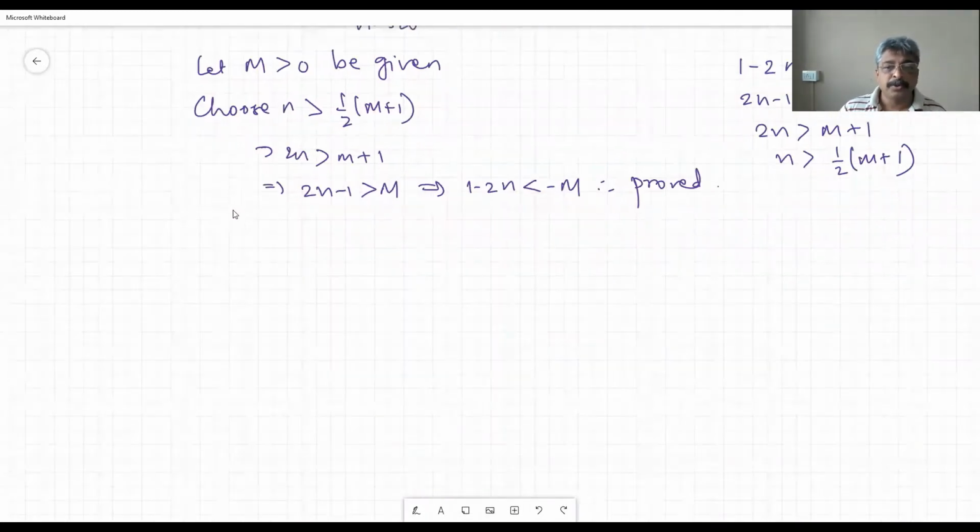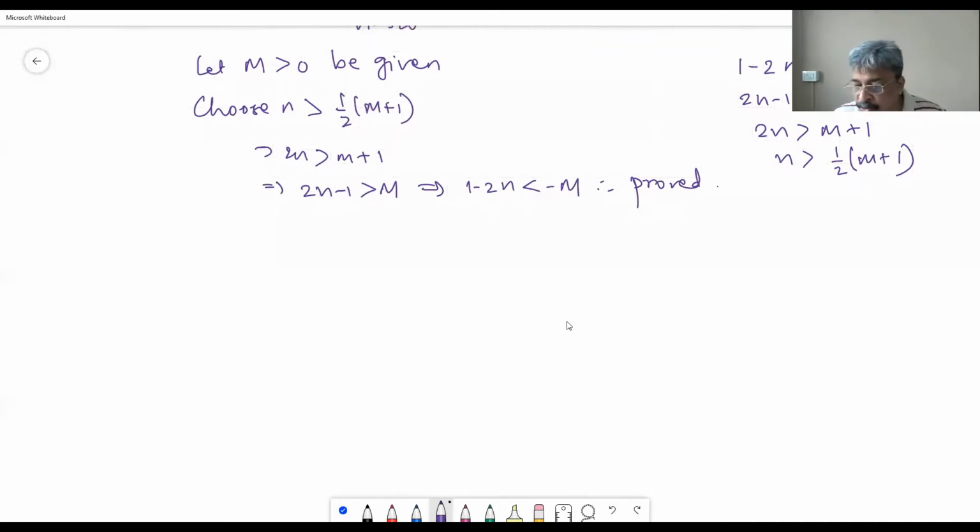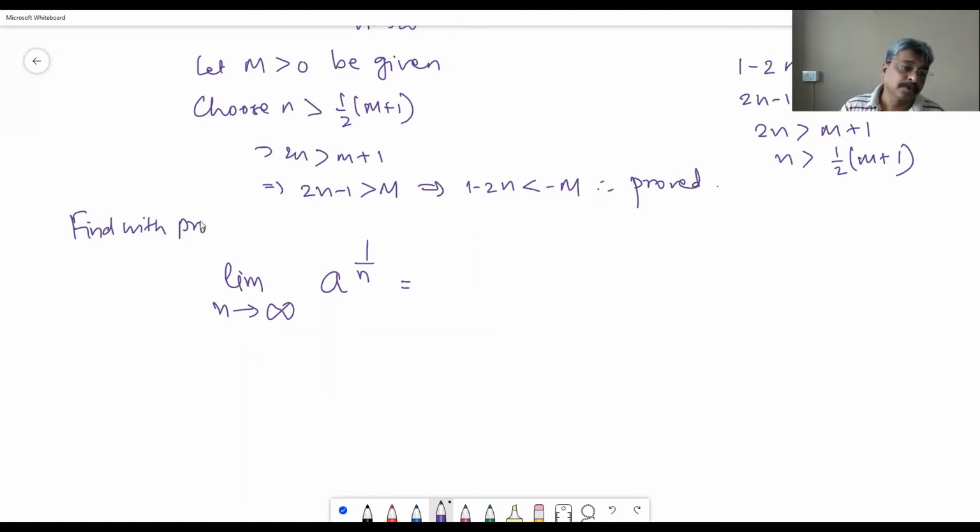Now I give you something which is going to make you think. Limit n tends to infinity, a raised to 1 upon n is equal to what? Find with proof. Limit n tends to infinity, a raised to 1 upon n. n is a natural number.